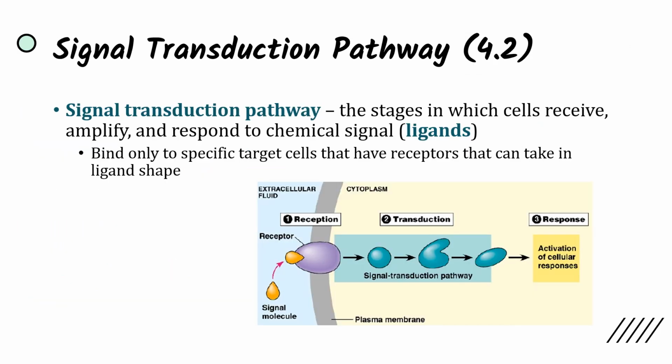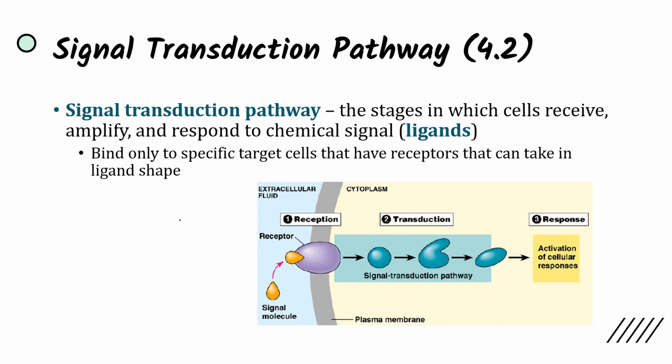Now it's time to talk signal transduction pathway. And these are the stages in which cells receive, amplify, and respond to a chemical signal known as a ligand. And ligands can only bind to specific target cells because those are the target cells which produce the receptors that take in the ligand shape.